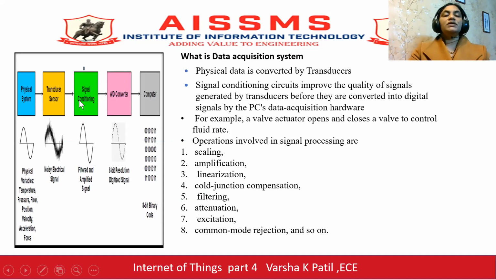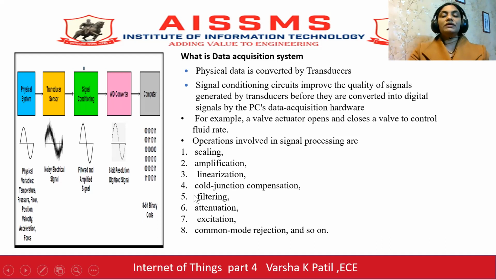And from signal conditioning, the AD converter is there, and we get the output that goes towards the computer. The operations that are useful for matching the transducer level towards the AD converter are scaling, amplification, linearization, cold junction compensation, filtering, attenuation, excitation, common mode rejection, and so on.